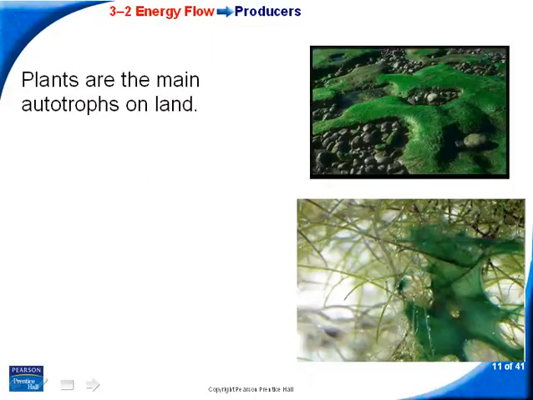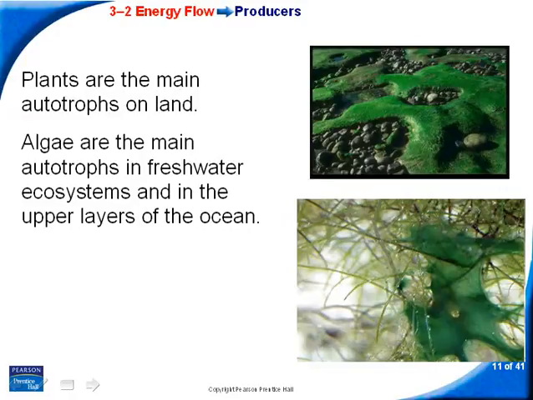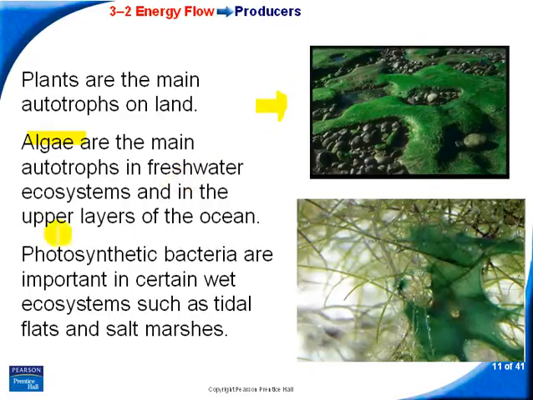So plants are the main autotrophs on land, but there are other ones. We have algae, and here's a picture of some algae right here. And we also have photosynthetic bacteria, and these are found in tidal flats and salt marshes. You can see that mostly plants are dry, and the algae and the photosynthetic bacteria we find in wet environments.